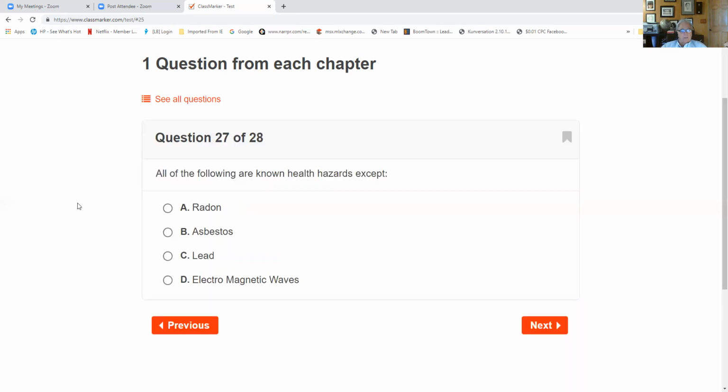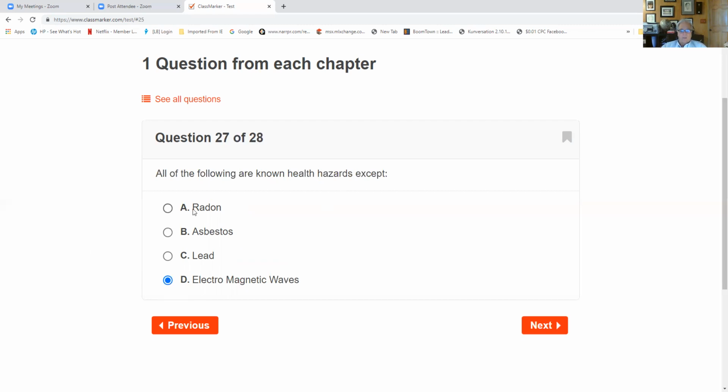This is the chapter on environmental issues. All of the following are known health hazards except for electromagnetic waves. Those are like cell phone towers or high tension wires. The electromagnetic waves that are produced through the current passing through those is not a known health hazard.